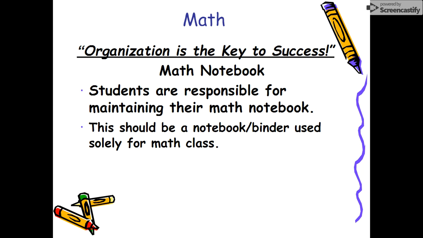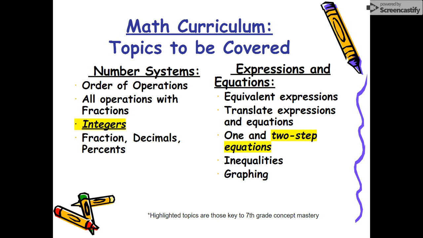It is important to note that students are responsible for maintaining their math notebook. This can be a notebook or a binder used solely for your math class.